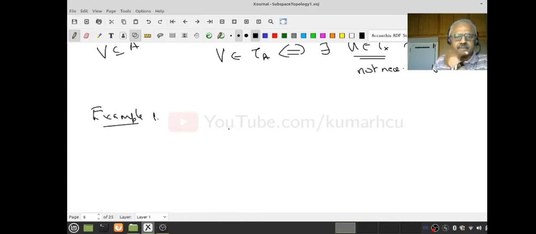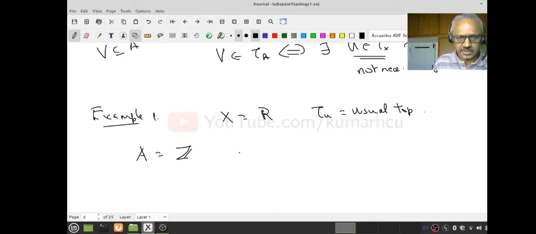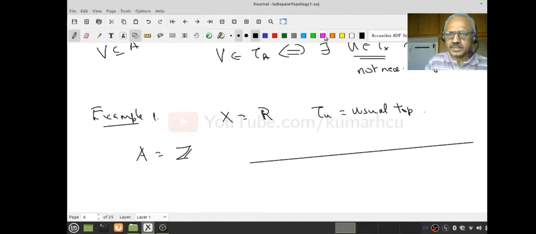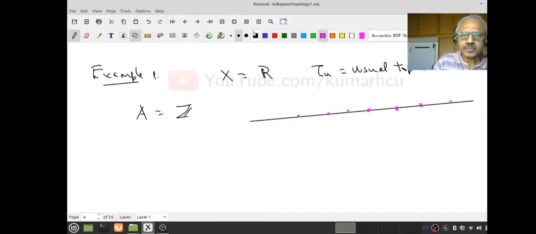Example 1. Let us start with the favorite thing, my X equal to R with the usual topology, the usual metric topology or absolute value metric, right? Okay, now let's look at my A to be the set of integers. So I have this, and these are my integers, etcetera. Right? Now I want to know what is the subspace topology on Z. What is tau_A? The question is, describe concretely.